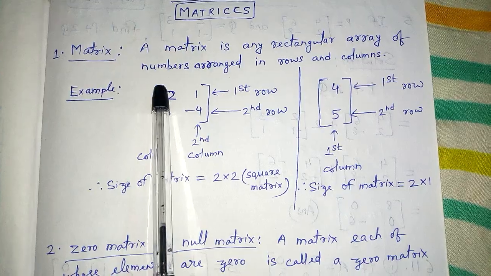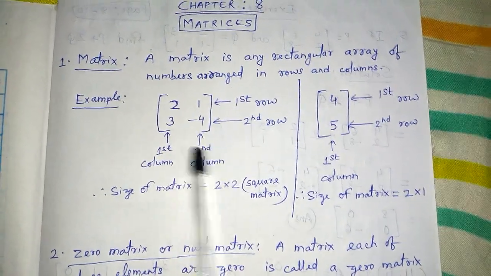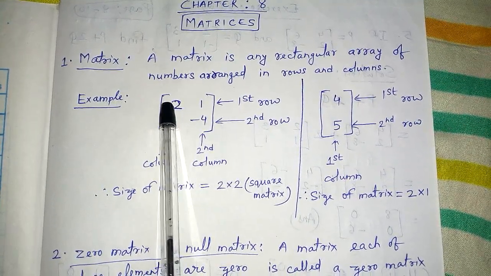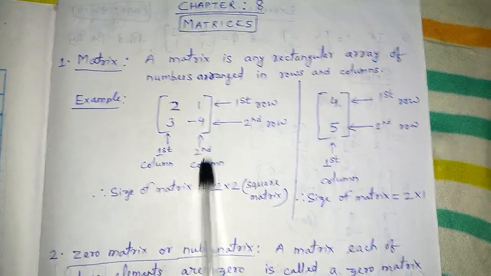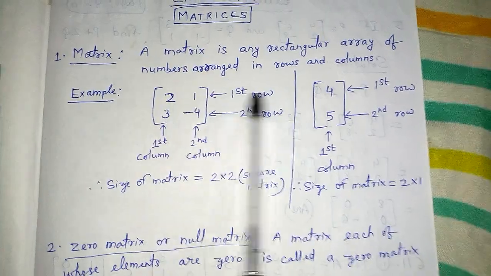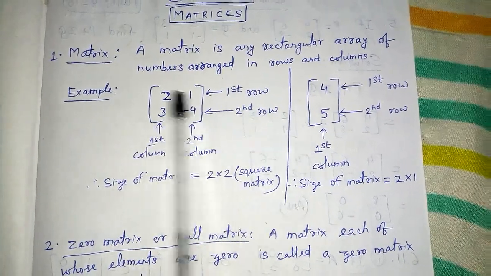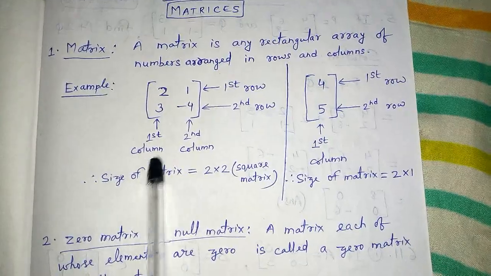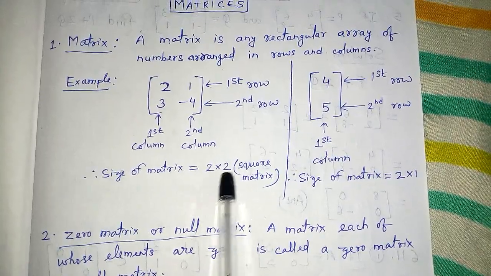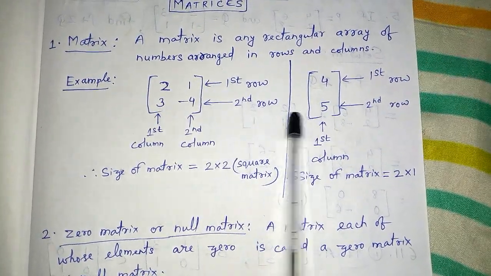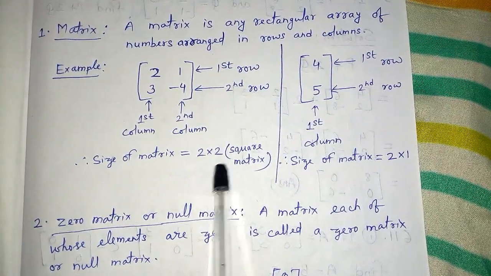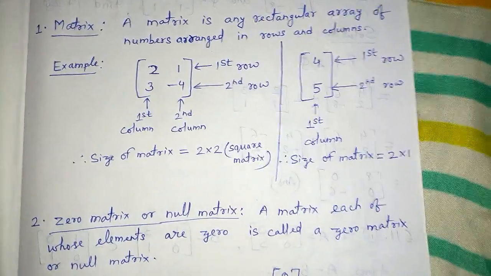You can see one kind of rectangular array, where the numbers are arranged in rows and columns. This is a matrix. The horizontal lines are called rows, so this is the first row and this is the second row, and the vertical lines are called columns, so this is the first column and this is the second column. That's why the size of the matrix is 2 into 2. When there are two rows and two columns, the size of the matrix is 2 into 2. It is also called a square matrix.